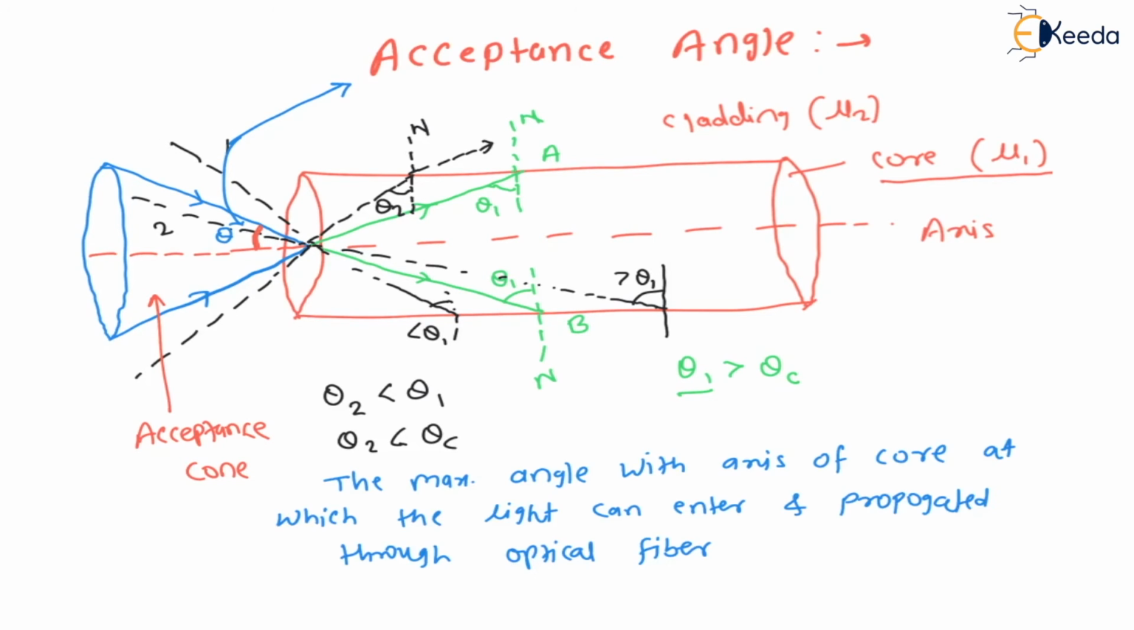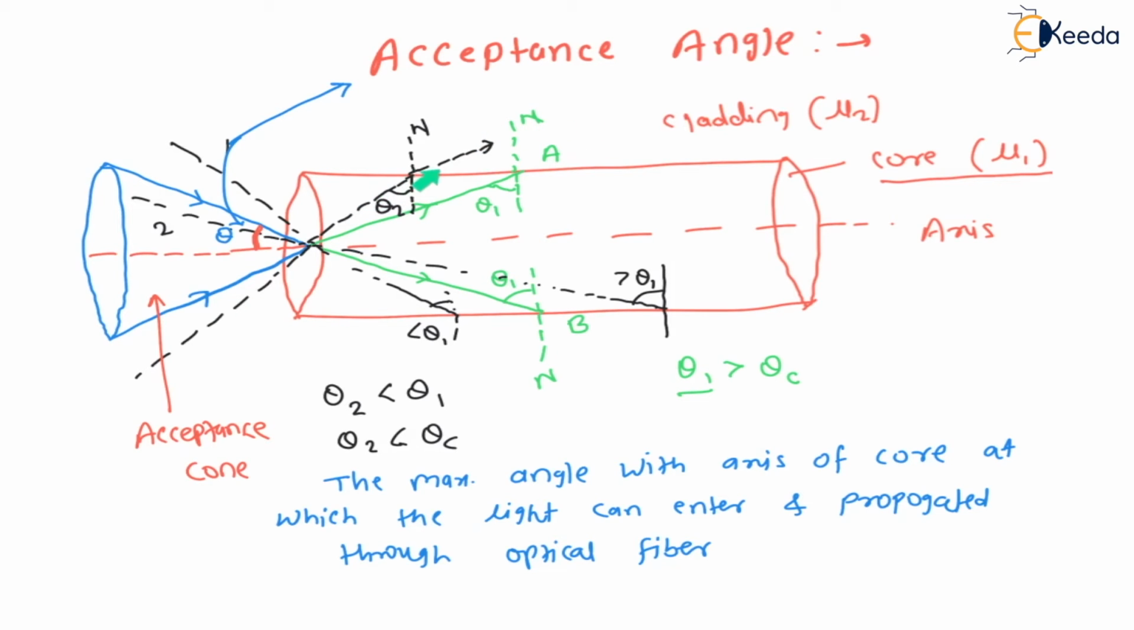This is simply nothing but the acceptance angle. So now we can define the acceptance angle as the maximum angle with the axis of the core at which the light can enter and propagate through the optical fiber. See, here I mentioned it as the angle at which light can enter. That means what? Here light will be coming from either end. Definitely it will enter into this particular optical fiber. But the light which is coming from outside the cone will get refracted into the cladding.